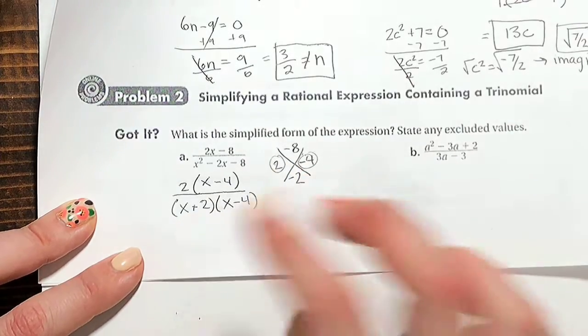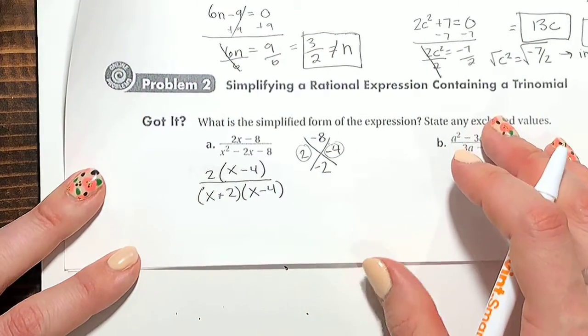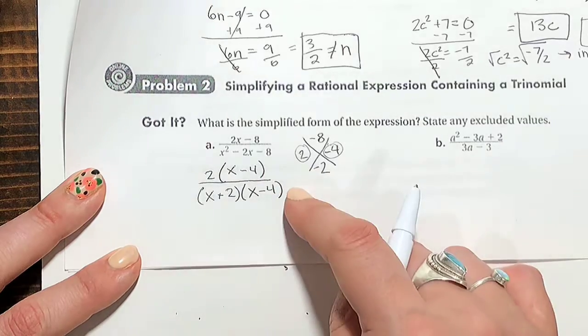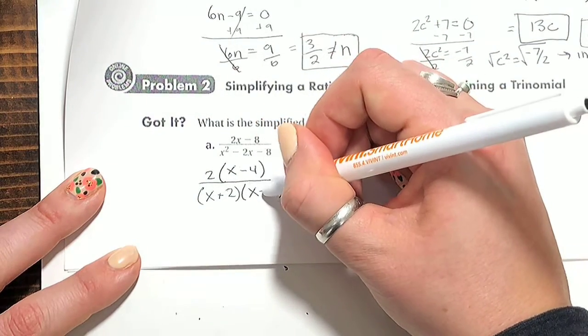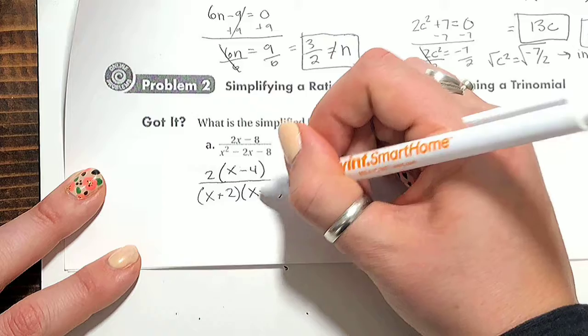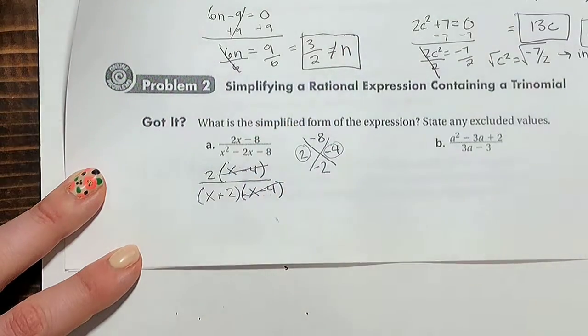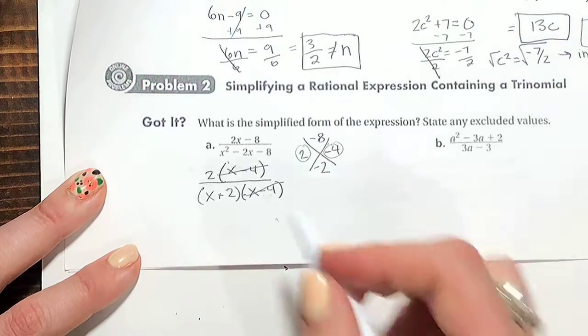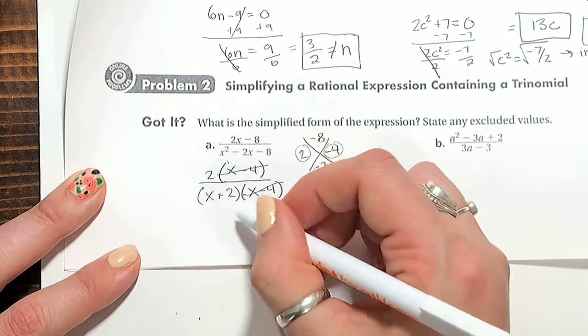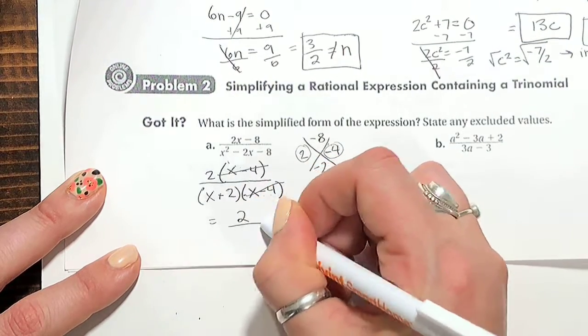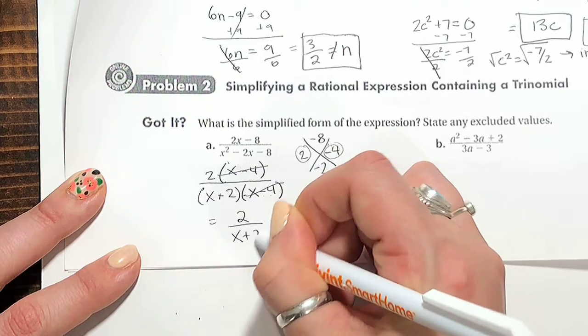And you'll see now we have matching groups. Again, that's the only way you can cancel a group, is if the entire group matches. So we have that x minus 4 on the top and the x minus 4 on the bottom, and we can go ahead and cancel those now. And so that leaves us in the numerator with a 2, and then on the denominator, an x plus 2.